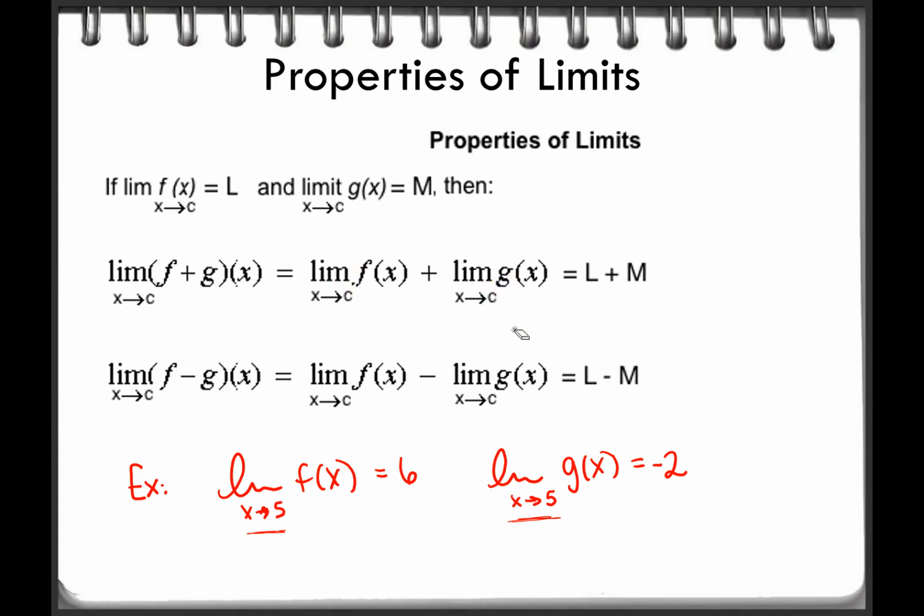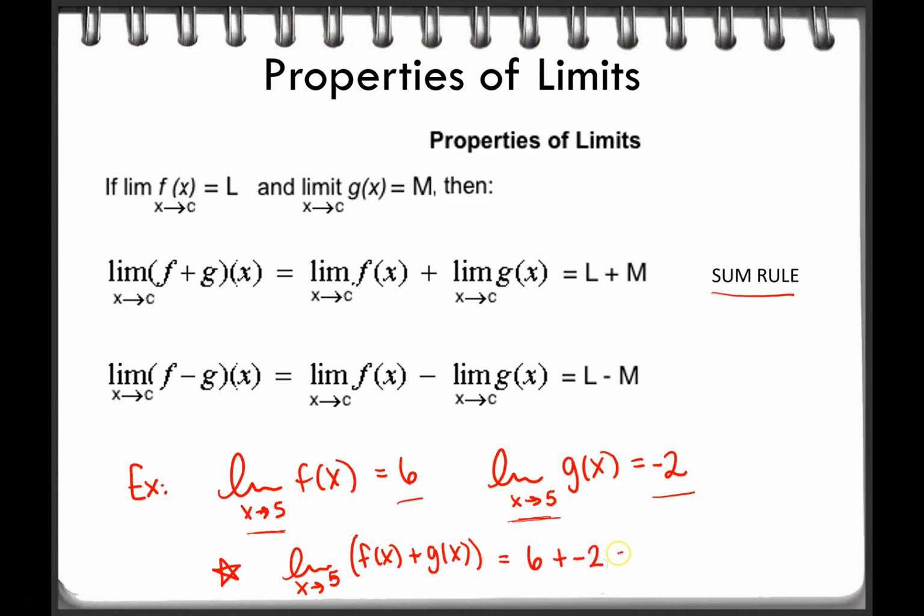So the example that would be the sum rule, which is this first rule right here, says that if I'm asking you the following question, what's the limit as x approaches 5 of f of x plus g of x, you might see it like that. You might see it with another set of parentheses. Well, that's just saying all you have to do is take the answers, L and M, and just add them. In this case, our L would be 6 and our M would be -2. So we're just going to do 6 plus -2, and that is 4.